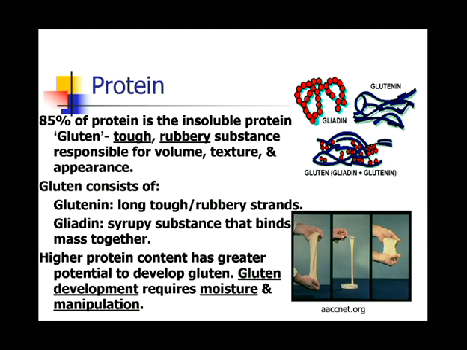Glutenin is long and stringy, just like what you find in meat. And gliadin is sticky, syrupy stuff. You've got both of them together, and they bond to each other, and that's what gluten is. It's a vegetarian source of protein. So the long, tough, rubbery strands and the syrupy stuff binds the mass together. We're going to come back and talk about gluten whenever we have a chance, when we talk about yeast bread or something.